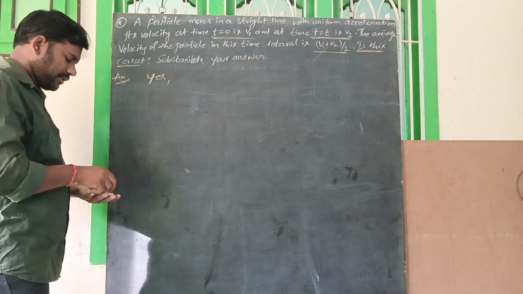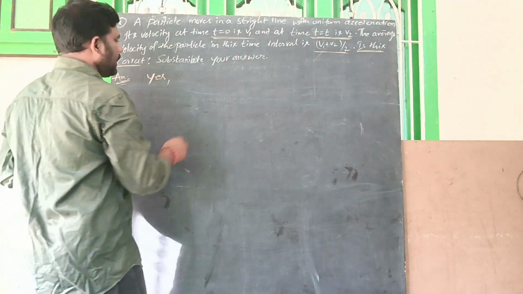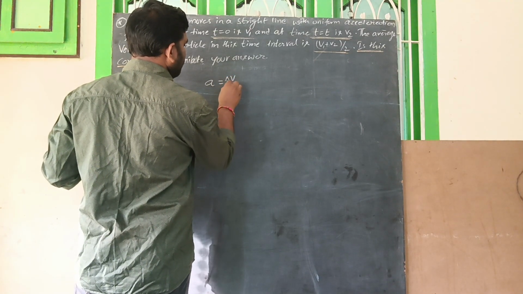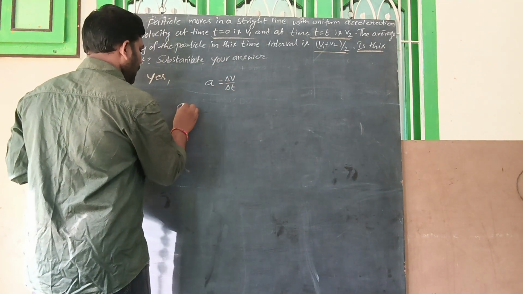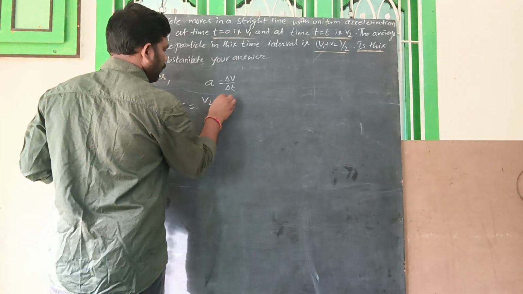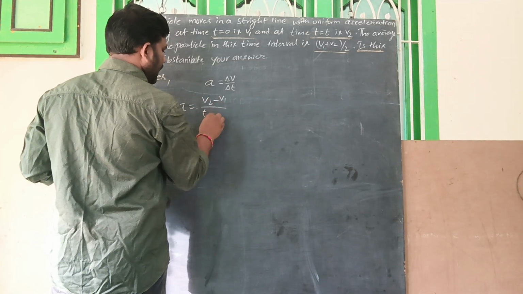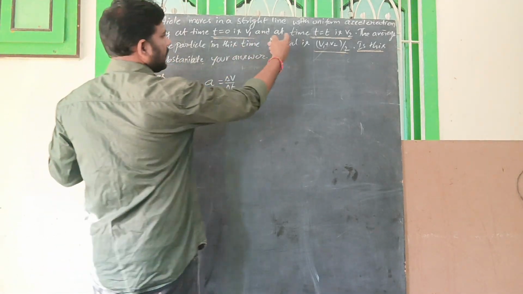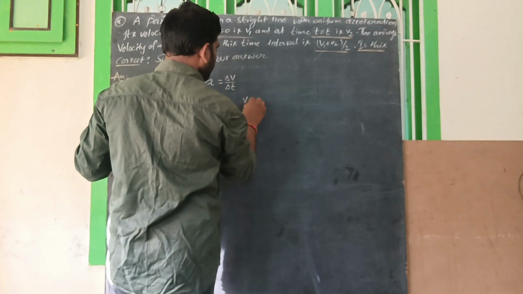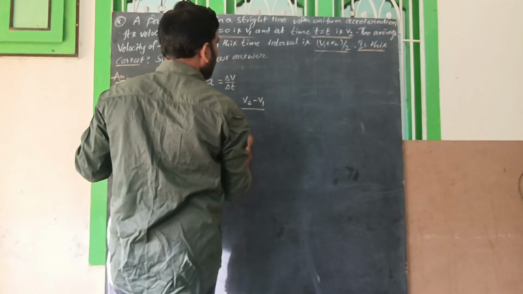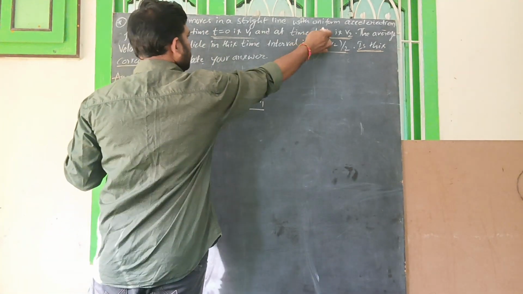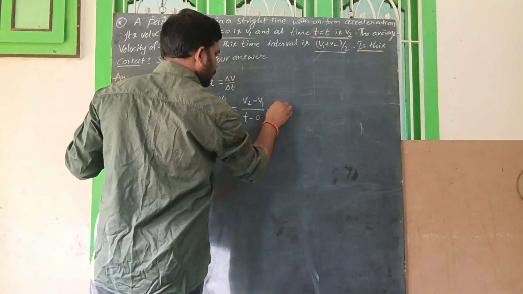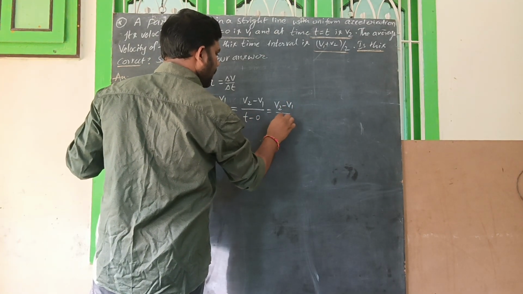Then how to prove this one? The acceleration is written as change in velocity by change in time. Therefore, acceleration is equal to (v2 minus v1) by (t2 minus t1). Here the velocity changes from v1 to v2, and the time changes from t1 equal to 0 to t2 equal to t. Therefore, acceleration is (v2 minus v1) by t.